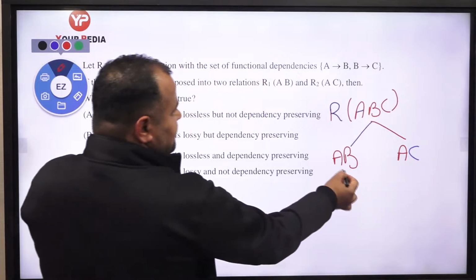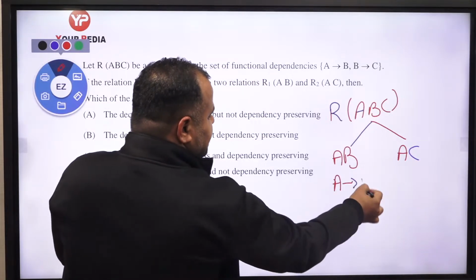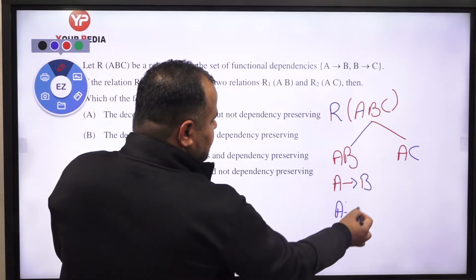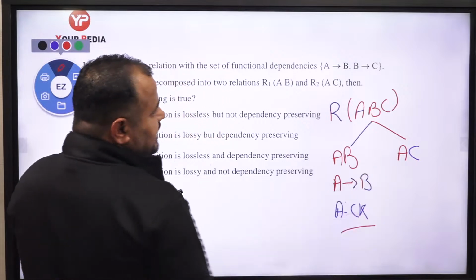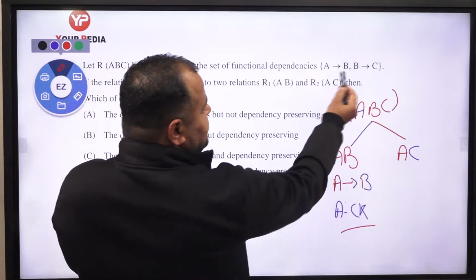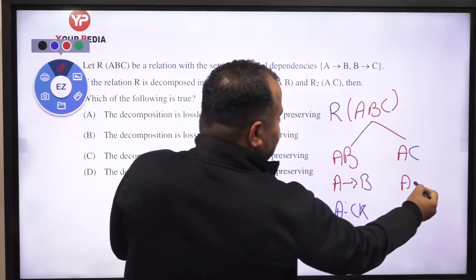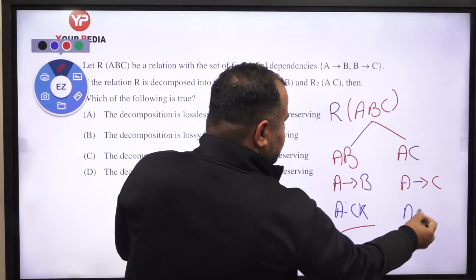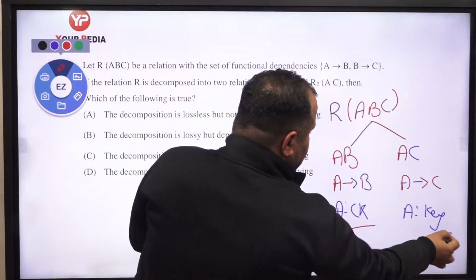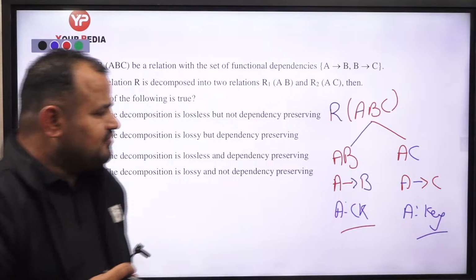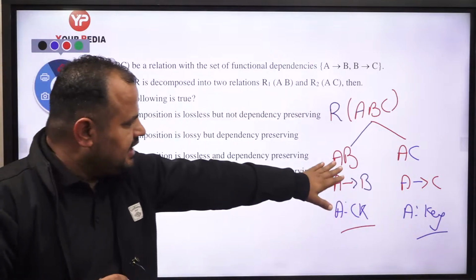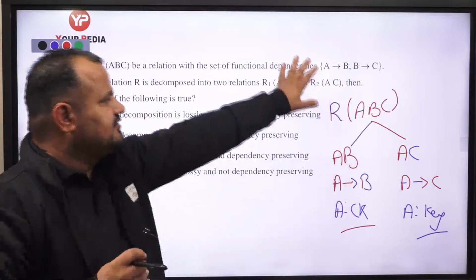Now, in AB, what is the FD? A determines B, and A is the key. Now, in the case of AC, what is the key? A determines B, B determines C. It means A determines C is the FD and A is the key. Now tell me, is the decomposition lossless or not? Common attribute? Yes, A is there. A is key? Yes. It is lossless.